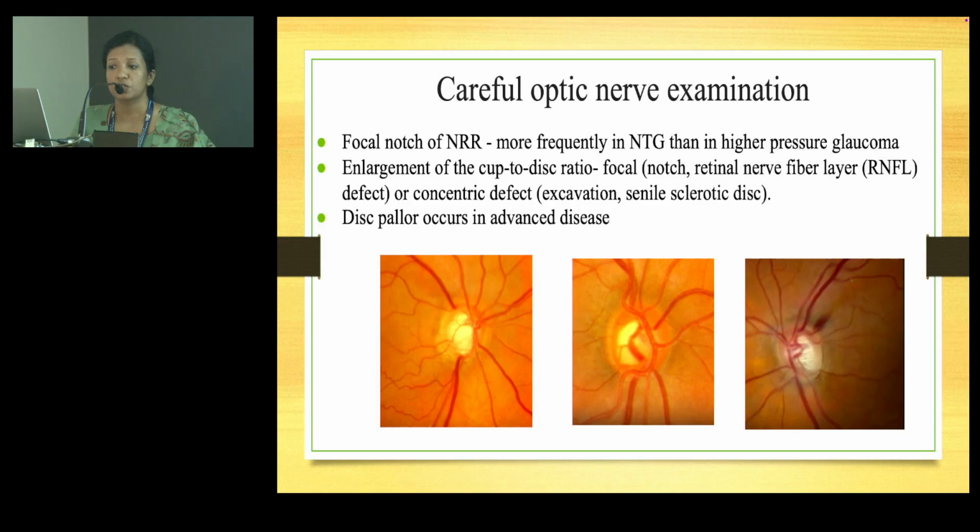Disc pallor occurs in advanced disease. The first two pictures show an inferior notch and inferior neuroretinal rim thinning, and the third one shows a superior neuroretinal rim (NRR) notch, with a disc hemorrhage and a slit-like RNFL defect.